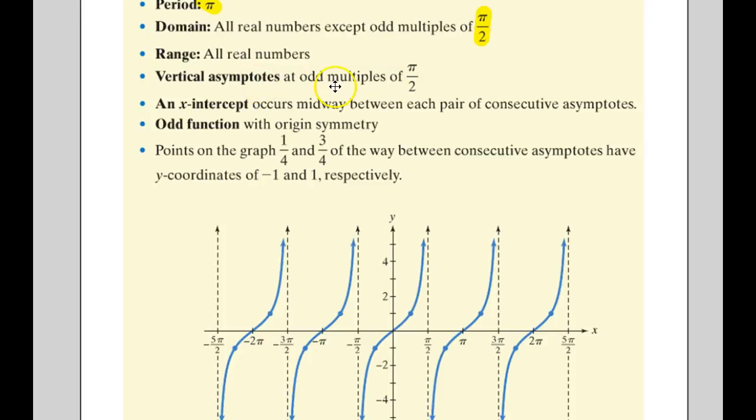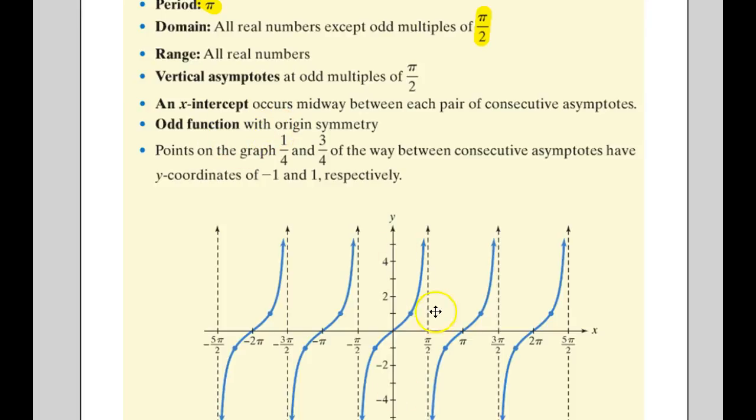Alright, vertical asymptotes at odd multiples of pi over 2. That's the reason why the domain has those as the exceptions. X-intercept occurs in the midway point between the consecutive asymptotes. So you can find your odd multiples of pi over 2, and then the even multiples of pi over 2: 2 pi over 2, which would be pi, 4 pi over 2, which would be 2 pi, 6 pi over 2, which would be 3 pi, right? Or 0 pi over 2. Those are all even multiples of pi over 2, or just multiples of pi. 0 pi, 1 pi, 2 pi, 3 pi are all going to be the x-intercepts.